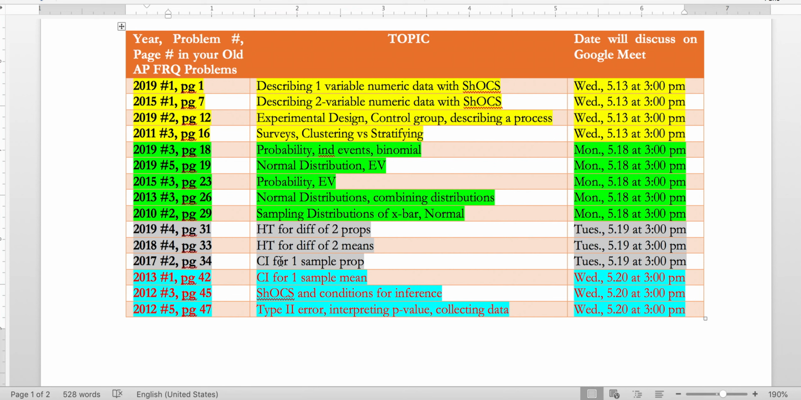I tried to make some problems that I think will be really good practicing for the exam. And obviously, if you want to do other ones, that's perfectly fine. I think old AP free response problems are the best way to practice. Here's what I've picked out and why.